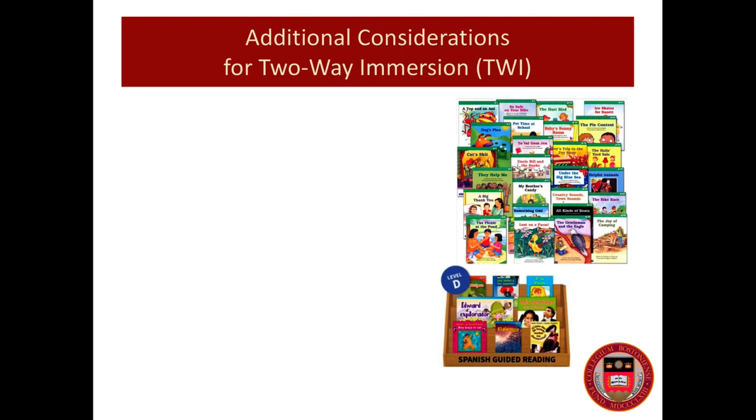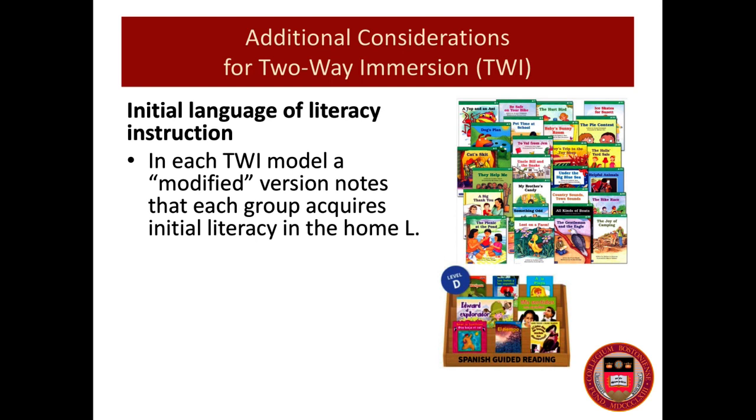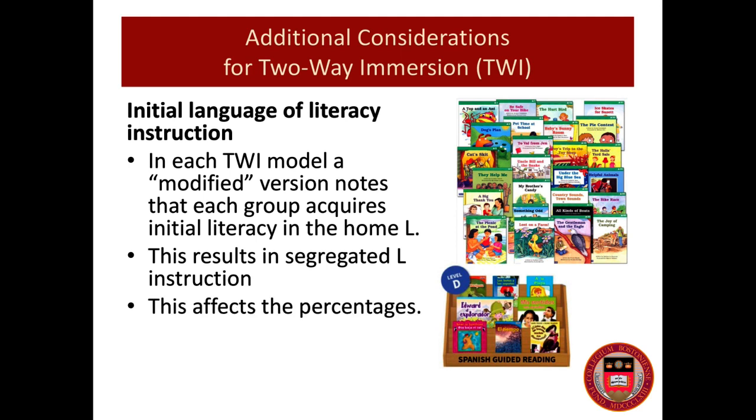Another consideration for two-way immersion programs involves the initial language of literacy instruction. So this issue has caused the development of two modified versions of two-way instruction. In each two-way immersion model, a modified version notes that each group acquires initial literacy in the home language. So this results in segregated language instruction for part of the time. And so, of course, this will affect the overall percentages of time that students spend in each language.